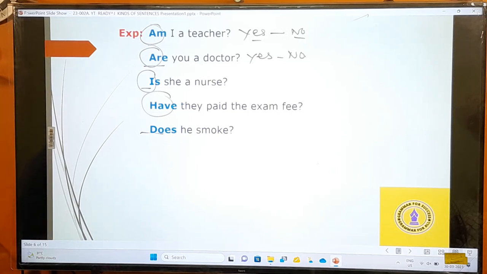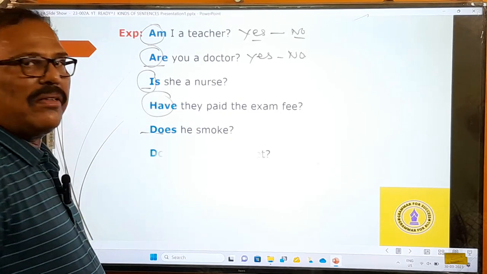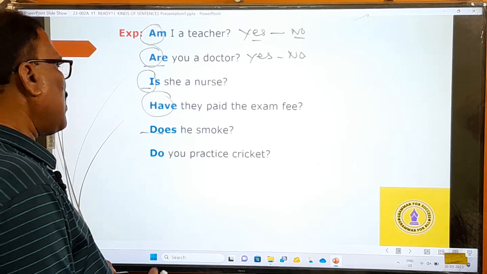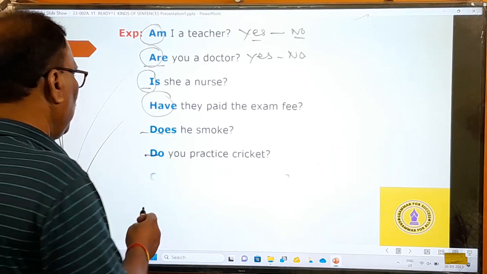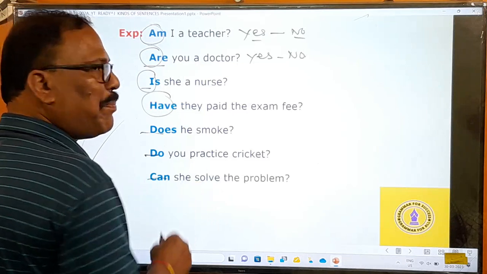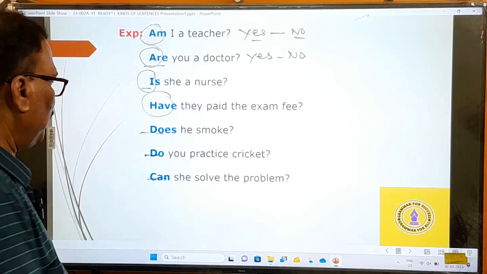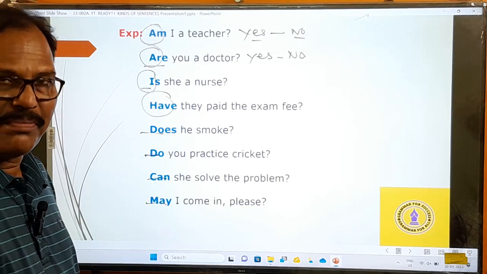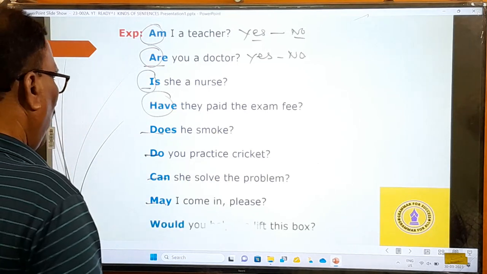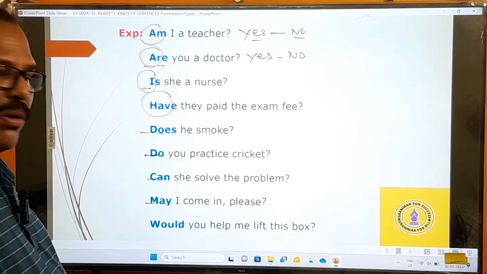Does he smoke? Yes or no? Do you practice cricket? Yes or no? Can she solve the problem? Yes or no? May I come in, please? Yes or no? Would you help me lift this box?